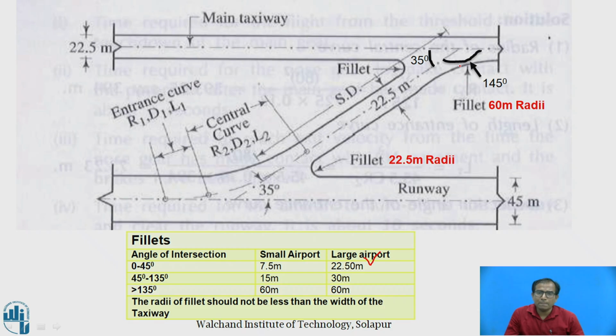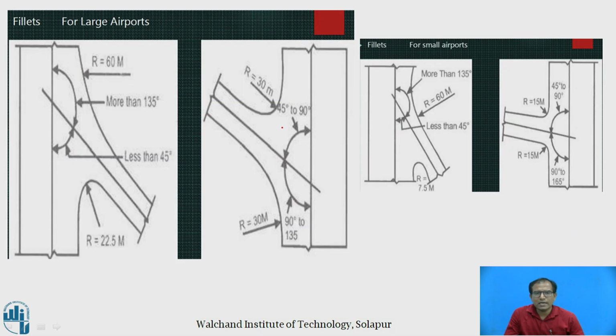And for the taxiway, as I told you, the total angle is 180 minus 35, 145 degree. So 145 degree falls in the more than 135 degree category. The turning radius, the fillet radius, is 60 meter for this. So we have to decide all these parameters: stopping sight distance, and length of taxiway. These are the diagrams telling you, depending upon the radius, what the fillet radiuses are.